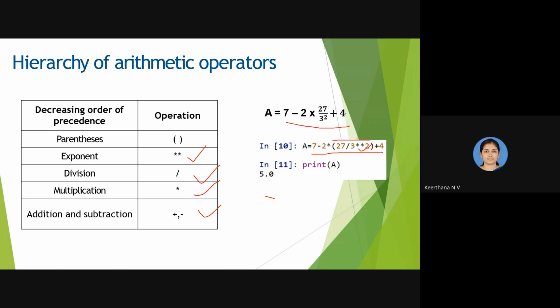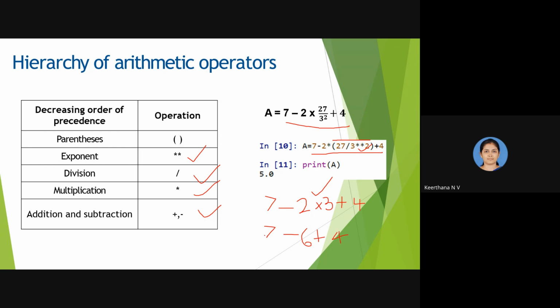Then 7 minus 2 star, and 3 into 2 is 9, 27 divided by 9 equals 3, and plus 4. Now the highest order precedence is for multiplication. So 7 minus 2 3s are 6, 7 minus 6 plus 4.